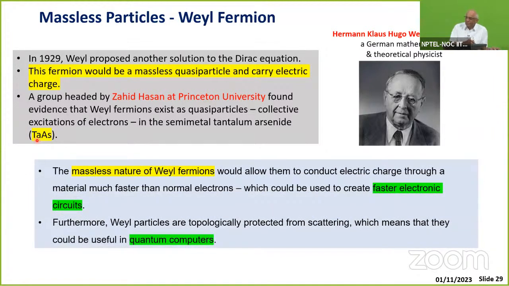And what is so big a deal about these massless Weyl fermions? We can immediately conjecture that with no mass, it will move very fast compared to normal electrons. So that means you can create very fast electronic circuits. Furthermore, Weyl particles are topologically protected from scattering, which means they could be useful for quantum computers. So this is one emerging quasi-particle.